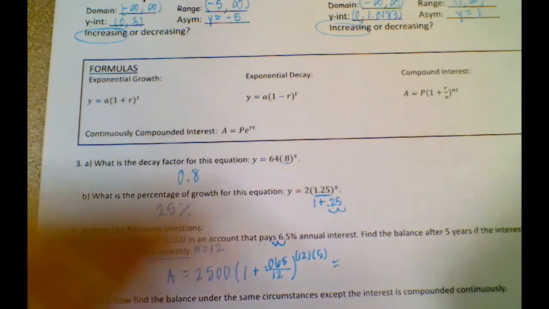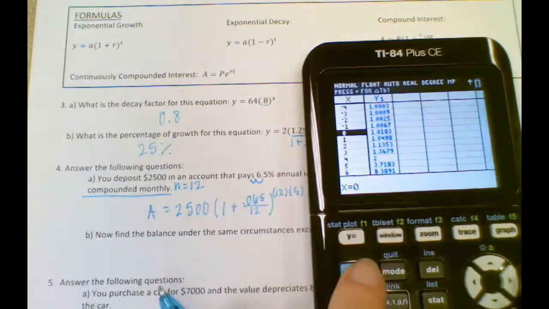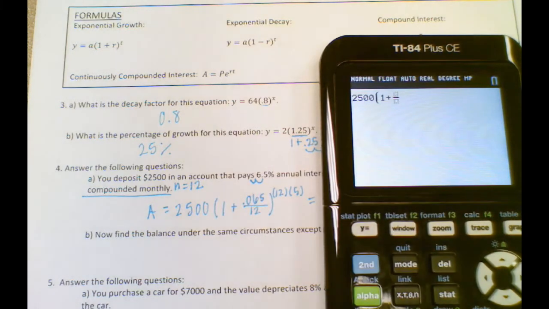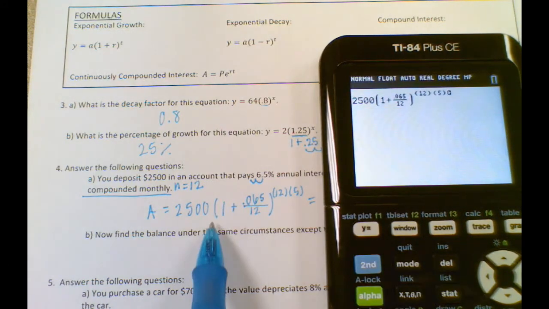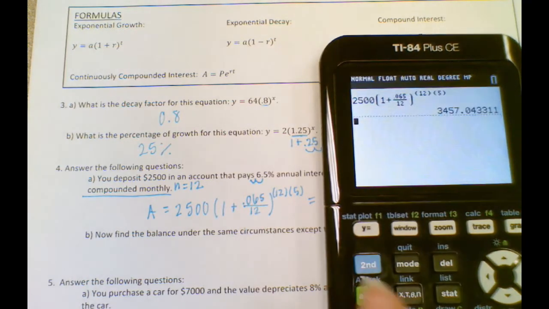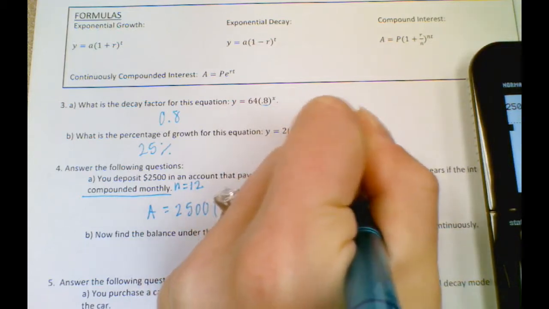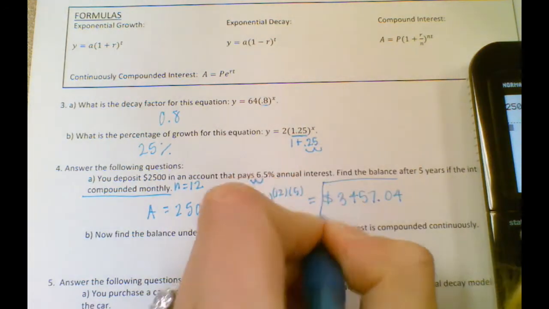Okay, so let's type that in the calculator. I'm going to move this down a little bit now. All right, so we've got 2,500 times (1 plus 0.065 over 12) to the power of 12 times 5. I think I typed that all in correctly. Yep. All right, so we got $3,457.04. Remember, we're dealing with money, so we only go to 2 decimal places.